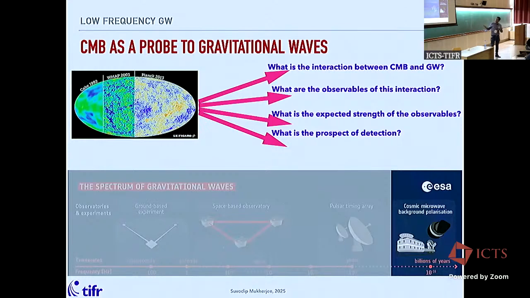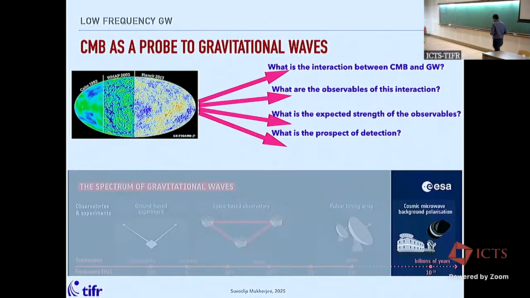I would be very happy to cover all these 3 properly. The prospect of detection we can also skip if there is not enough time. I'm not sure how much time it will take. Having said so, please ask me questions in between because it's important for you to understand each of these pieces.